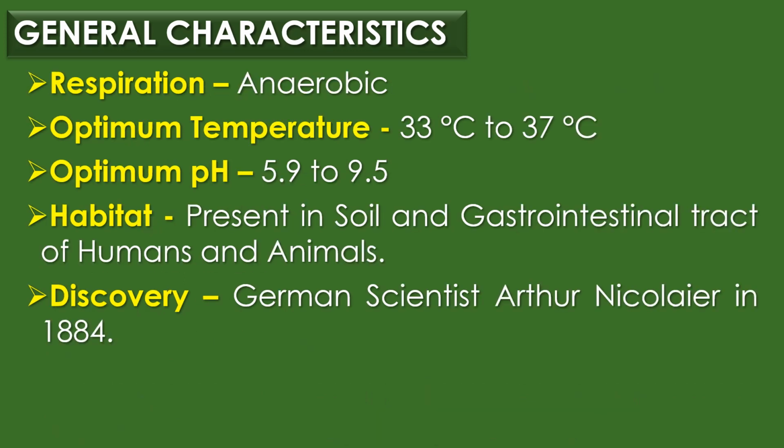Regarding respiration, the mode of respiration is anaerobic respiration. Optimum temperature for the cultivation of Clostridium tetani is 33 degrees Celsius to 37 degrees Celsius. Optimum pH is 5.9 to 9.5. In habitat, the spores of Clostridium tetani are present in soil and the gastrointestinal tract of humans and animals. Regarding the discovery, Clostridium tetani was discovered by the German scientist Arthur Nicolaier in the year 1884.